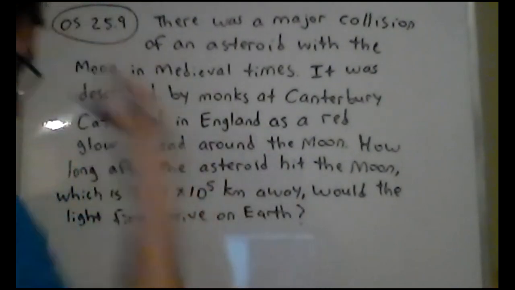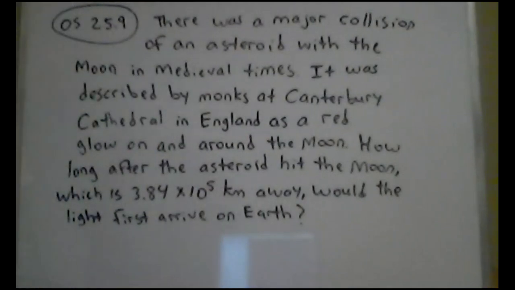All right, so there was a major collision of an asteroid with the moon in medieval times. It was described by monks at Canterbury Cathedral in England as a red glow on and around the moon. How long after the asteroid hit the moon, which is 3.84 times 10 to the 5th kilometers away, would the light first arrive on Earth?